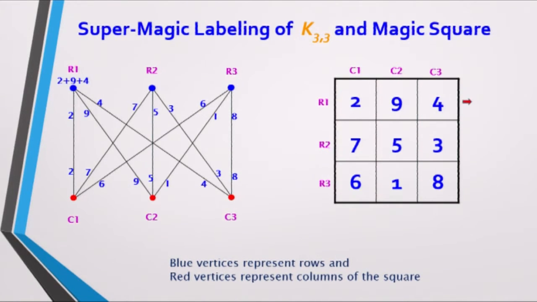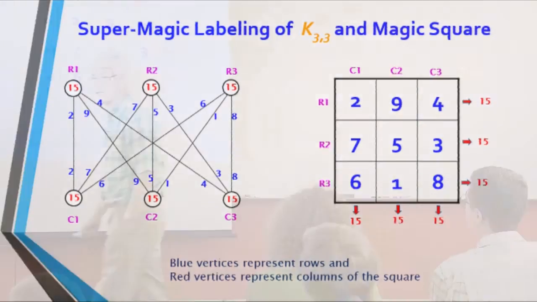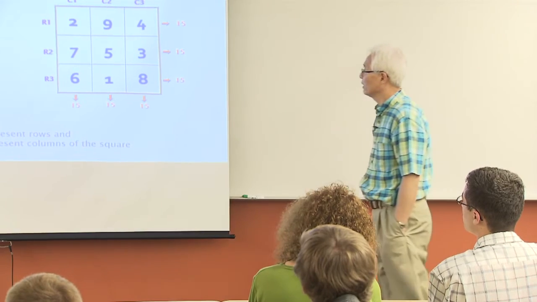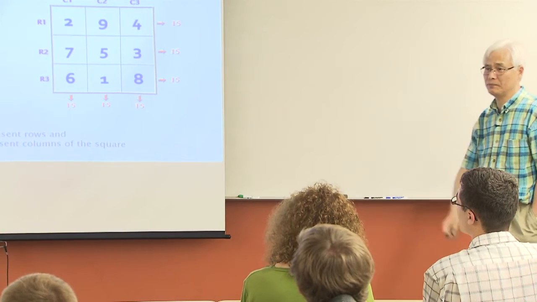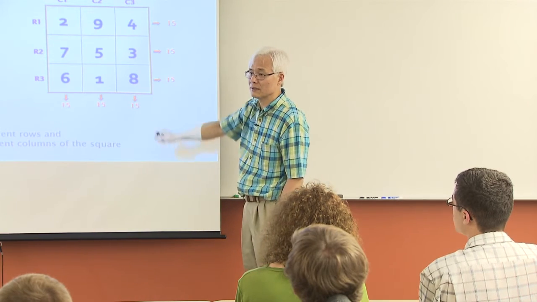If we add 294, the sum is 15. 753, the sum is 15. 618, the sum is 15. 276, the sum is 15, and so on. Since we have the same sum on every vertex, the sum is 15, it is a super magic. And here is a magic square.